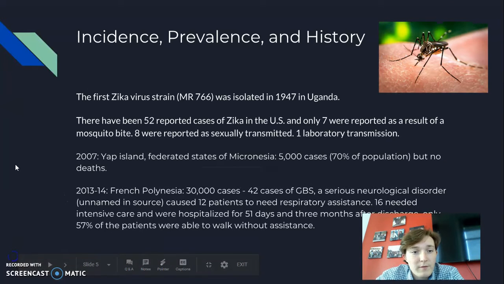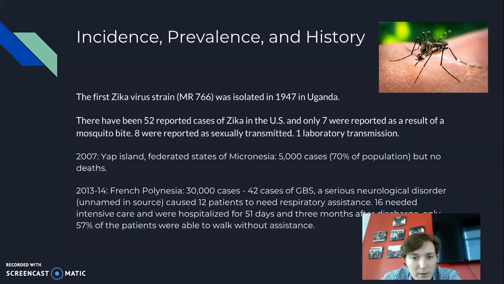Going into the history of the Zika virus, the first Zika virus strain, MR766, was isolated in 1947 in Uganda. In 2007, this is where it kind of reemerged. But it seemed to be more of a benign virus, because 5,000 people on Yap Island of the Federated States of Micronesia were infected, which is 70% of the population, but there were zero deaths as a result of the Zika virus. It was just viewed to be a benign disease up until 2013 to 2014.